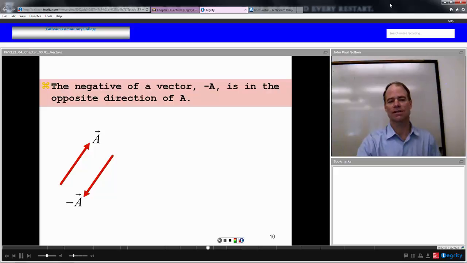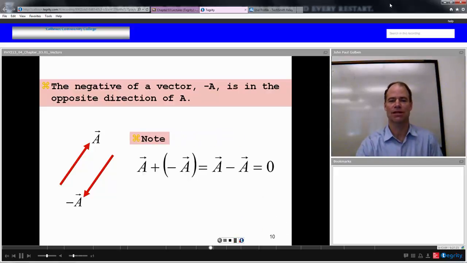So if I were to add A plus a negative A, in other words, A added tip to tail to a negative A, I'm going to end up right back where I started. So in other words, A plus a negative A, which would be the same as A minus A as a vector, is equal to 0. And that makes sense.